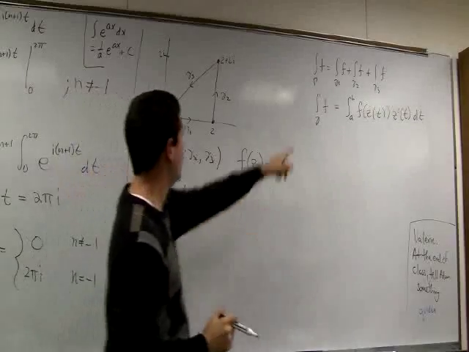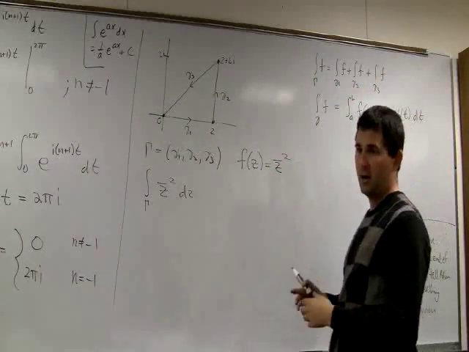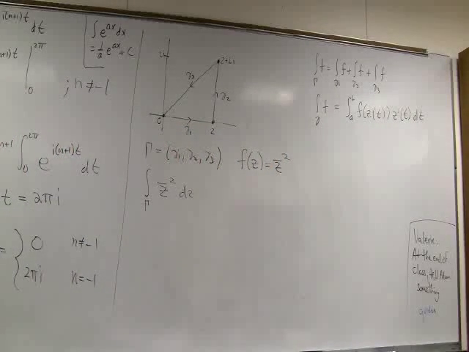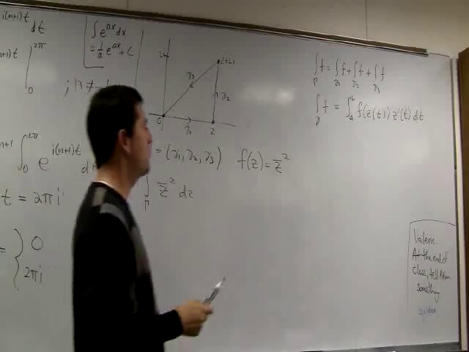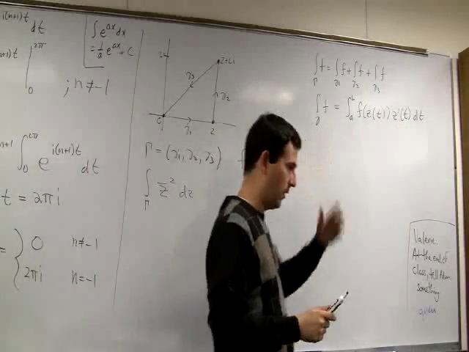Okay, so this we can do. That's not a problem. We can just break it up. It already tells us we're going to have to do this 3 times, which isn't really that bad considering the parameterizations are pretty easy. So we need parameterizations. For each one of them, we need a parameterization.